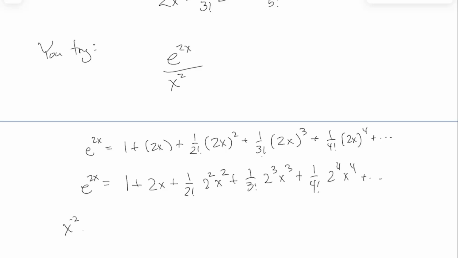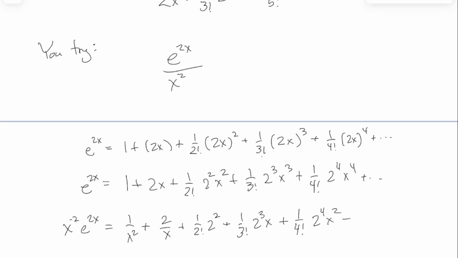If you find it easier to think of it this way, distributing x to the minus 2, or you could say divide everything through by x squared, basically has the effect of decreasing all the powers of x by 2. So you get 1 over x squared first, and then 2 over x, and then 1 over 2 factorial 2 squared times nothing, like x to the 0, and then 1 over 3 factorial 2 cubed x, 1 over 4 factorial 2 to the 4 x squared, etc. That's what I got. I think that's pretty much what everybody else seemed to say.